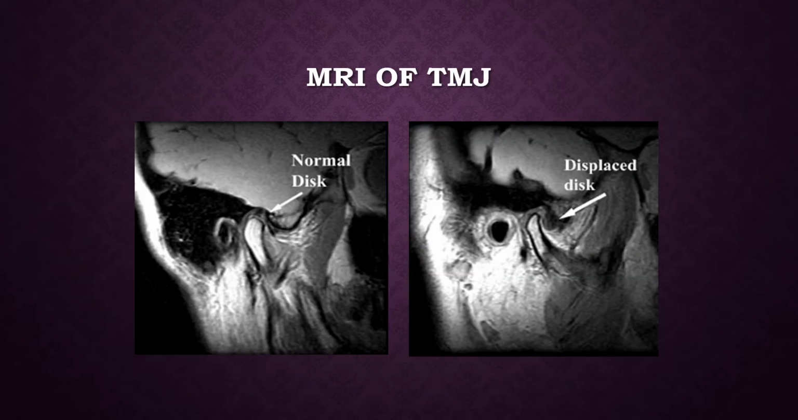On the other hand, the MRI of the TMJ is specifically reserved to view the disc. This is a comparison of a normal disc on the MRI and a displaced disc. You can see the soft tissue component displaced anterior to the condyle, the bony condyle here. And this is the MRI view of a TM joint.